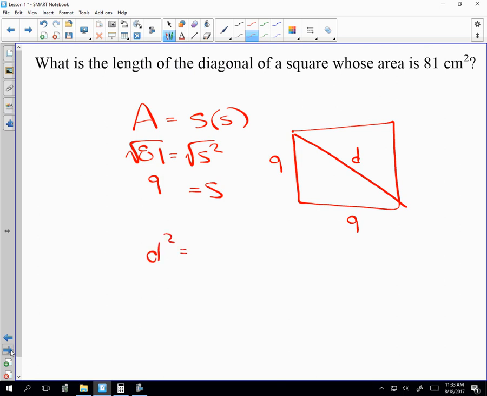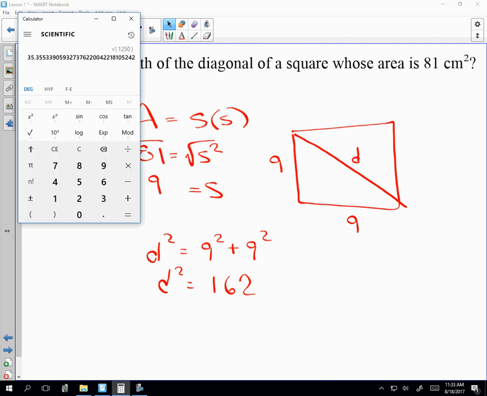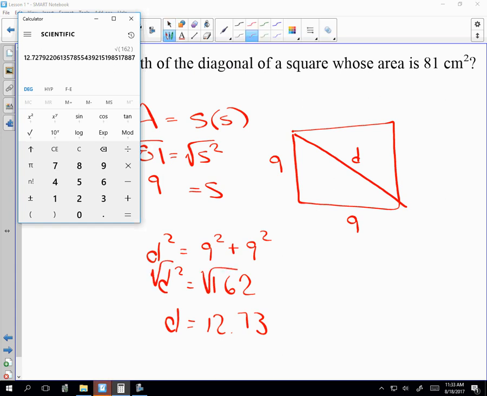So d squared equals 9 squared plus 9 squared. d squared equals 81 plus 81, which is 162. And then we're going to have to square root both sides to find what d equals. The square root of 162 is 12.73. Rounding to 2 decimal places is usually the most common rounding that we do. Okay, and remember, that comes from finding the square root on both sides.